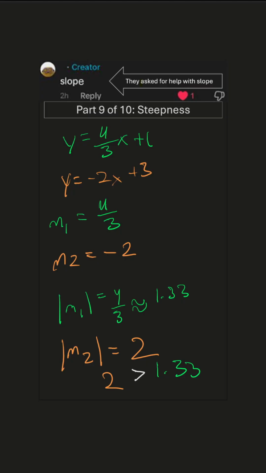So just remember that slope 1 goes up 4 for every 3 right. 4/3, right? So 1, 2, 3, 4, for every 3 right: 1, 2, 3. And m2 goes down 2 for every 1 right.